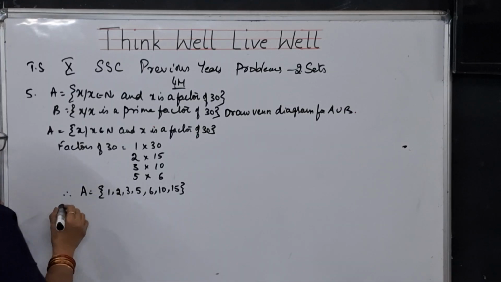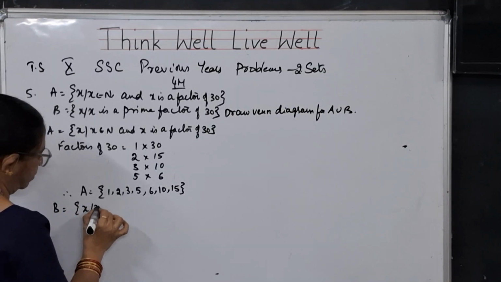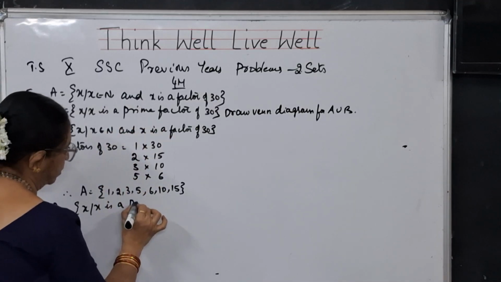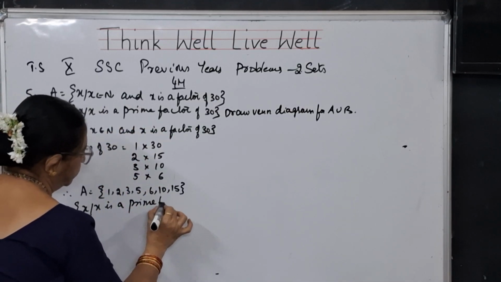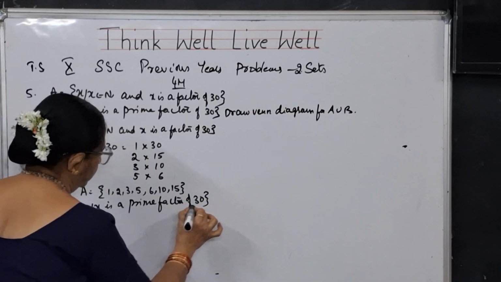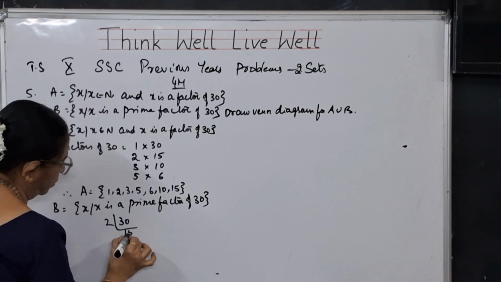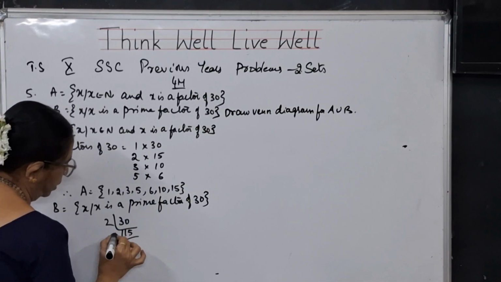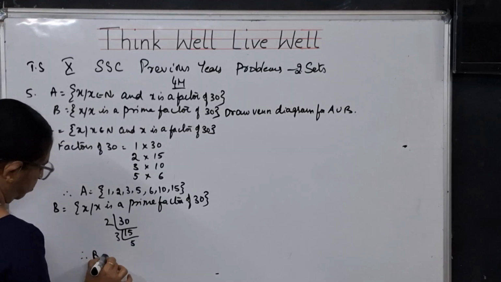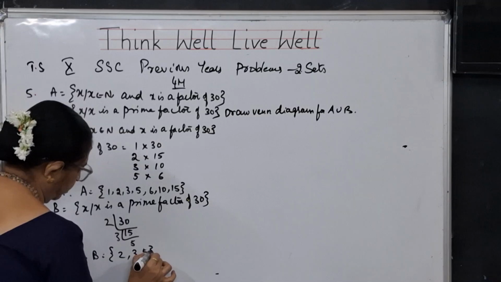Next, what is B? B is equal to x such that x is a prime factor of 30. So let us take 30 and find the prime factors. 2 fifteens are 30, 3 fives are 15. So what is B? B is equal to 2, 3, 5.